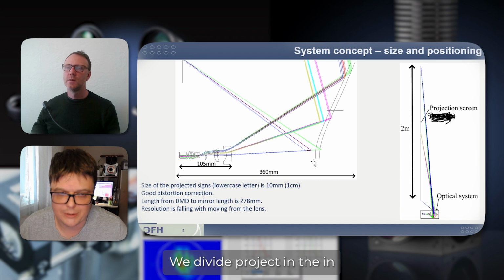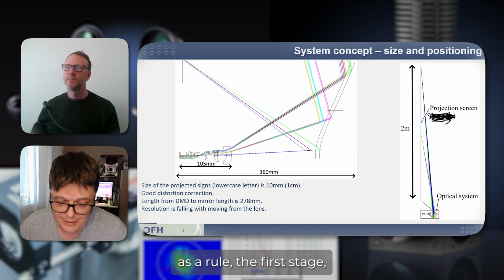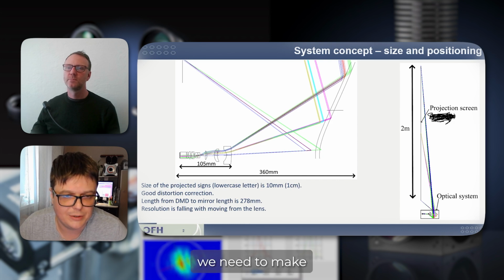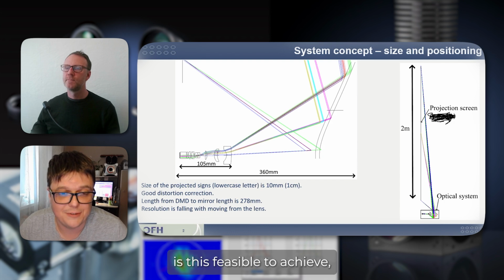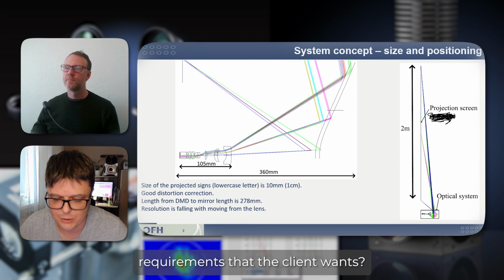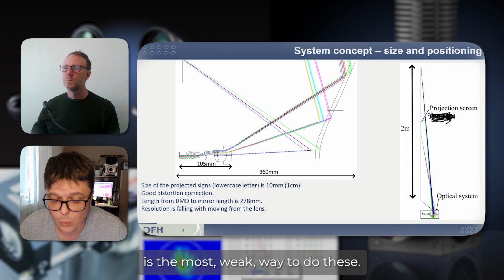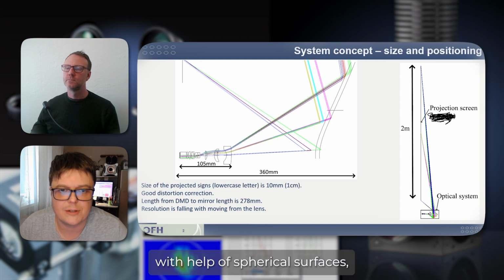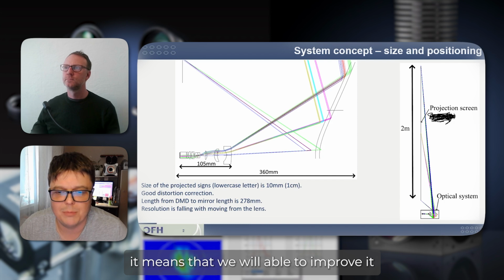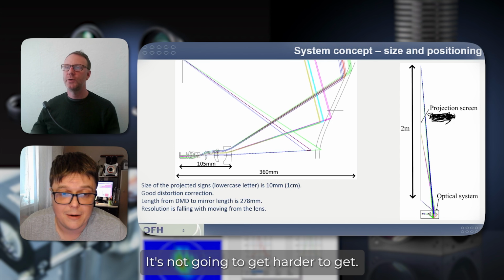We divide project in several stages, and as a rule, the first stage we need to make some feasibility. We need to find out is this feasible to achieve requirements that the client wants, and using of the spherical surfaces is the most quick way to do this. One more trick in this: if we are able to achieve some quality with help of spherical surfaces, it means that we will be able to improve it with help of aspherical surfaces. It's not going to get harder to get good. Yeah.